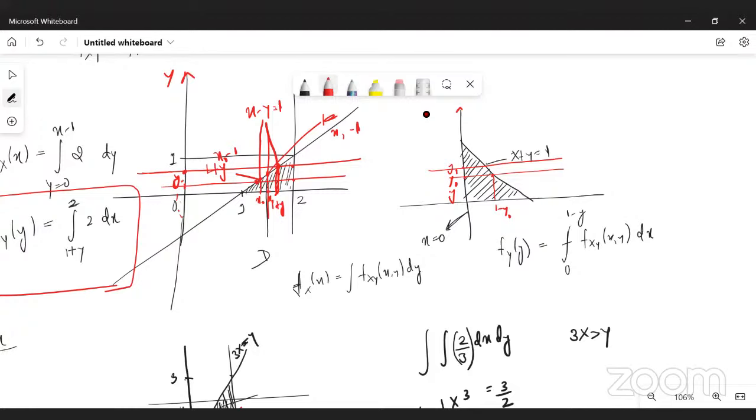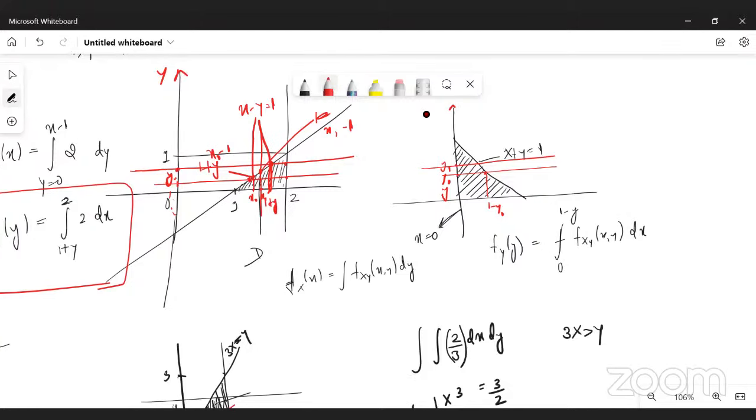So how you can remember it is, if you have to find the marginal of x, it means you are going to integrate with respect to y. You have to vary your y. So when you want to vary your y, you will have to make a vertical line. And if you have to find the marginal of y, then you will integrate with respect to x. It means you want to vary your x. And since x is on the horizontal axis, you are going to make a horizontal line. This is how you can remember.